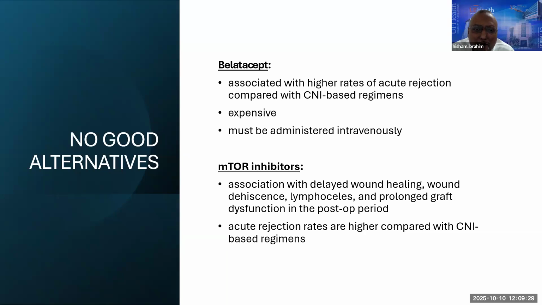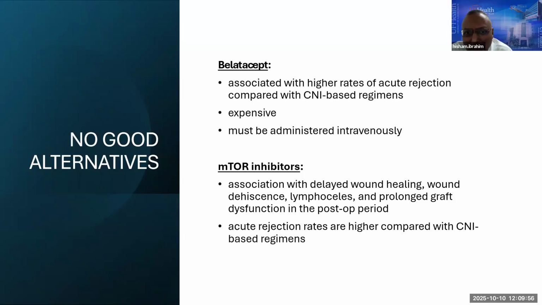So very effective. Unfortunately, it has to be administered intravenously every month. Very expensive. I think a 250 milligram vial costs about $1,000, and each patient needs about 2 vials on average. I think it's like a 5 milligram per kilogram dose. So you're talking about $2,000 per dose per patient, and it's a monthly dose, and it's also associated with higher rates of acute rejection compared to the CNI-based regimen.